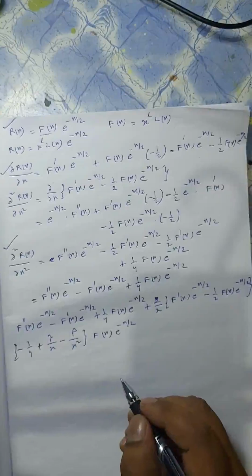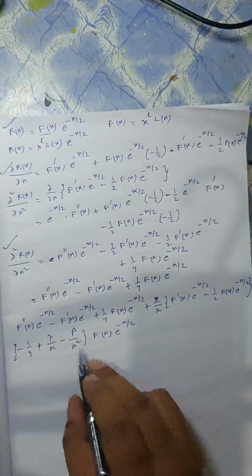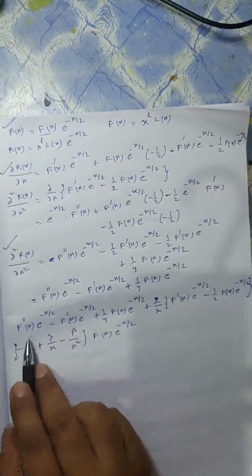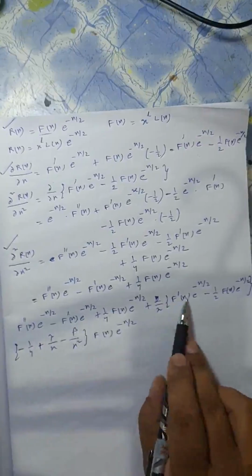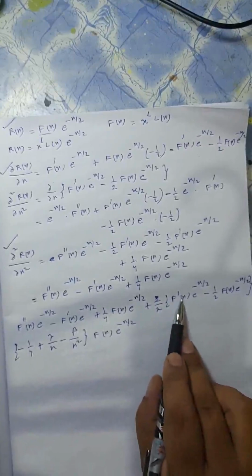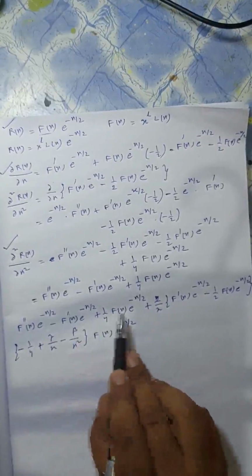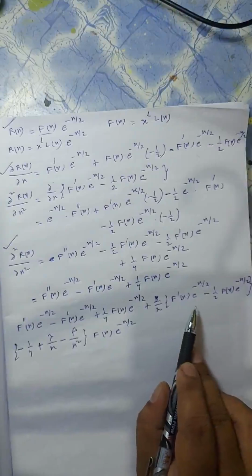After simplifying, all the double derivative terms go on one side, this is the single derivative, you have to get the single derivative, you take this one to this side, and all F(x) terms on one side.